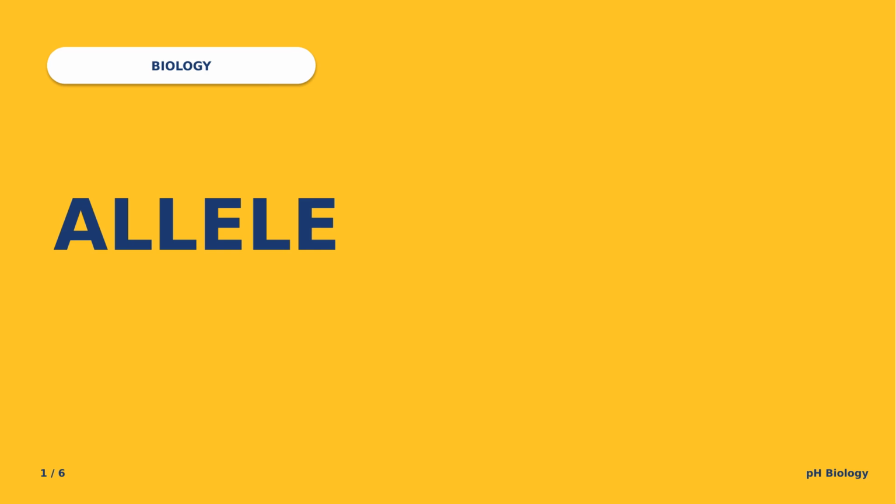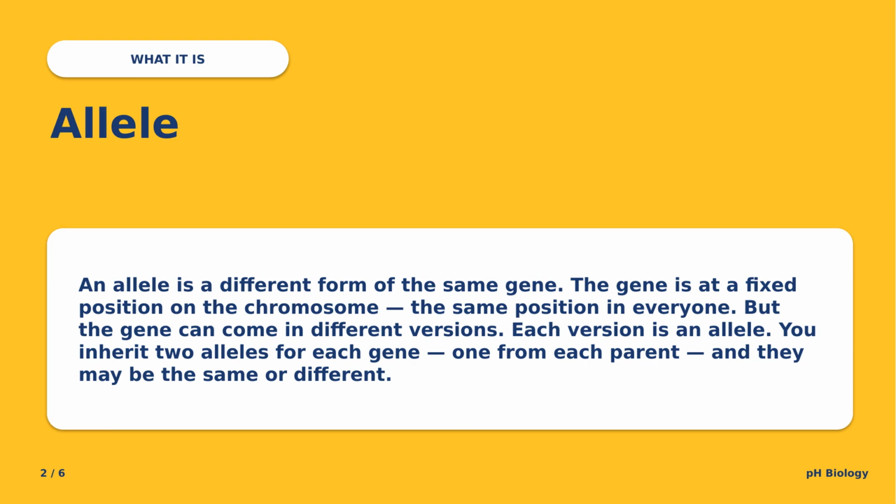An allele is a different form of the same gene. The gene is at a fixed position on the chromosome, the same position in everyone, but the gene can come in different versions. Each version is an allele. You inherit two alleles for each gene, one from each parent, and they may be the same or different.